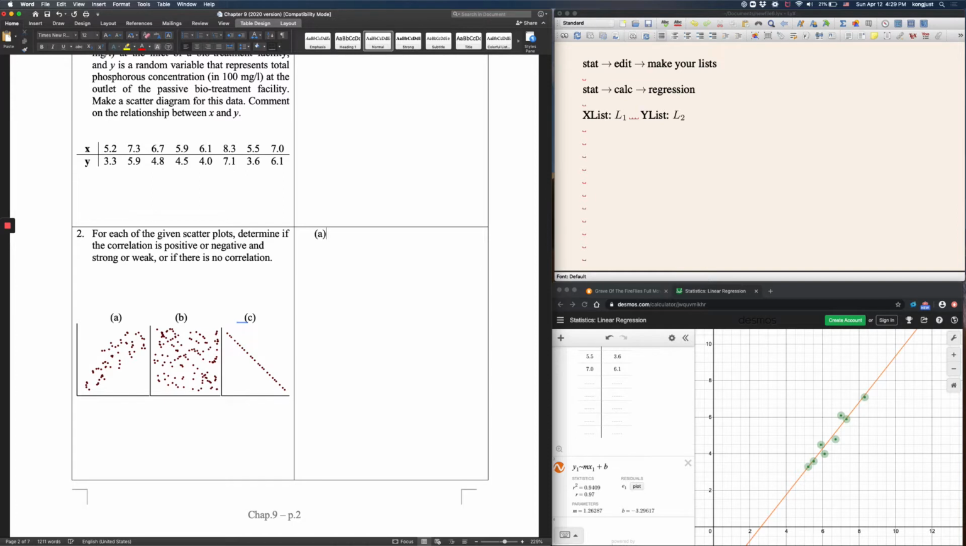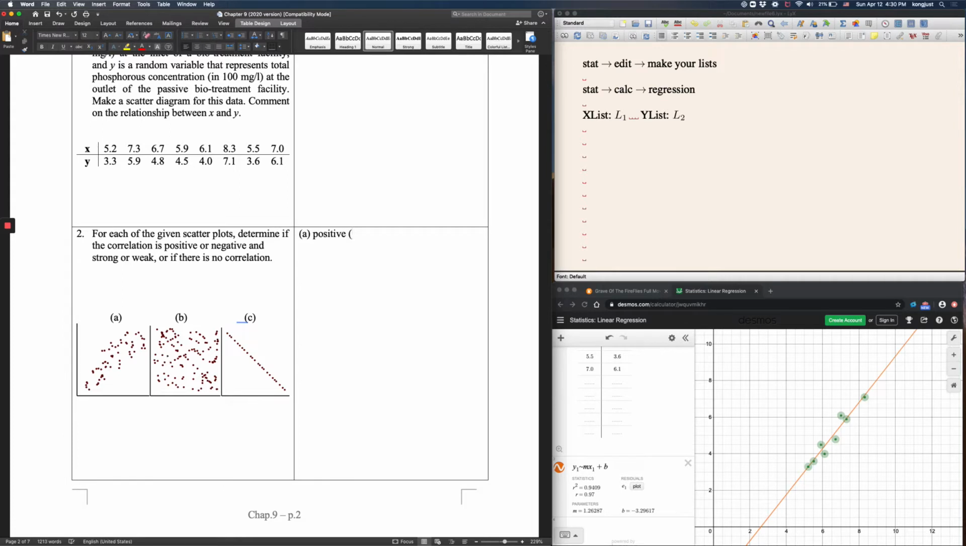So letter A. Letter A, there's a positive linear correlation, right? And I'd say it looks like a moderately strong, or you could say weak. It's kind of hard to tell based on the points. They kind of look pretty scattered. It's pretty clear that they're linearly related and it's positive because it's going up, right?